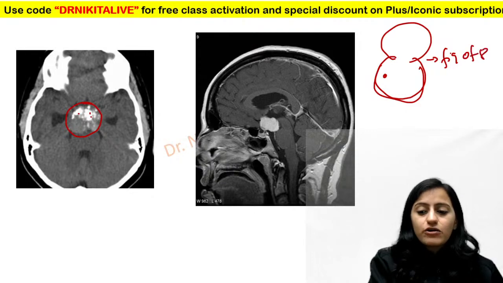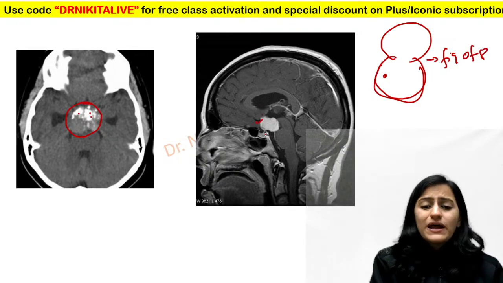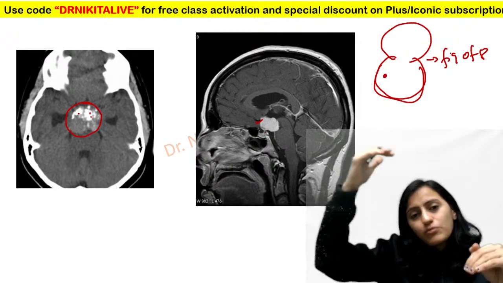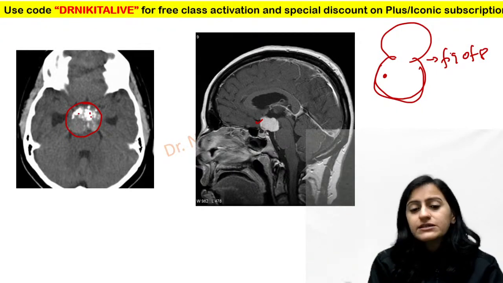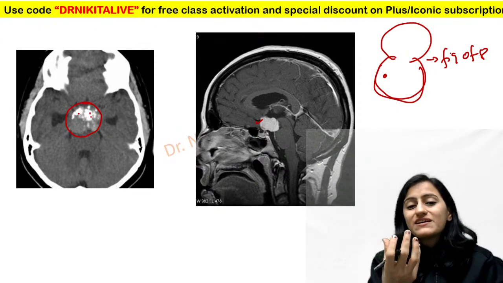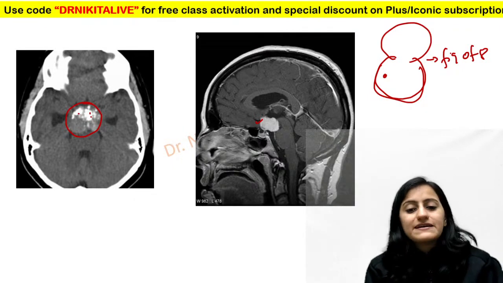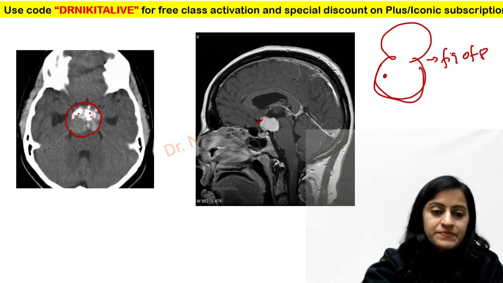It gives the figure of 8 appearance. Okay, it gives the figure of 8. While craniopharyngioma is predominantly suprasellar. It comes from above downward, while adenoma is from below upward. Okay, so that is how you differentiate. If there is sella widening, then it's definitely adenoma. Otherwise, craniopharyngioma is suprasellar. Okay, that is how we differentiate.